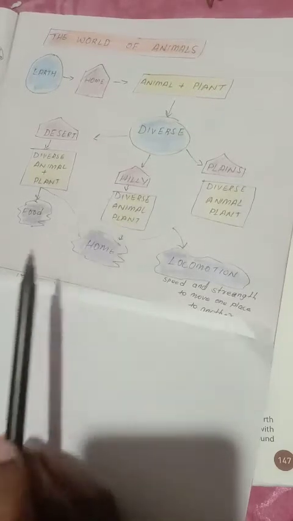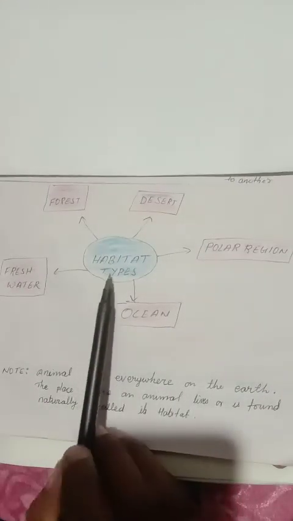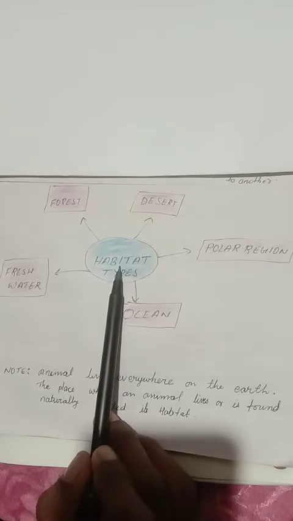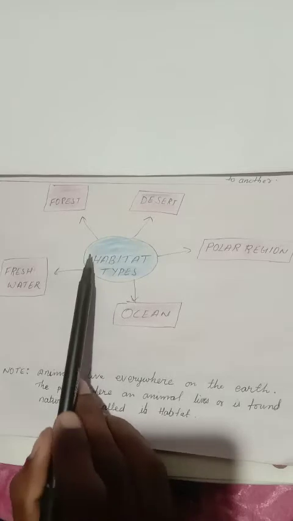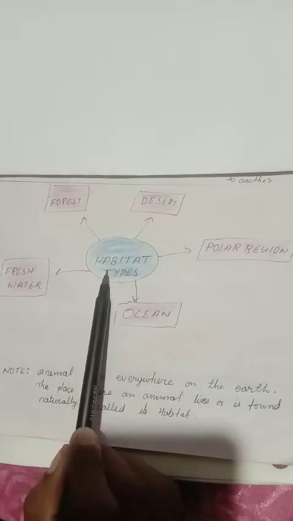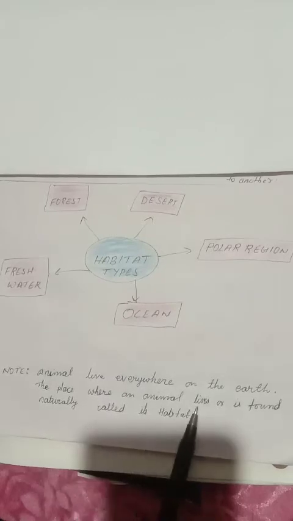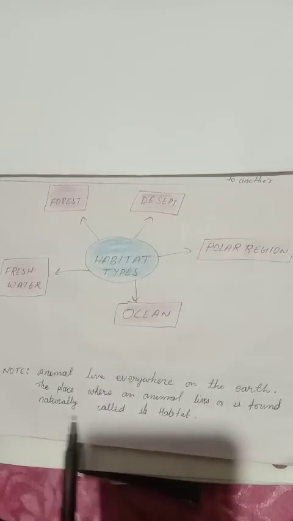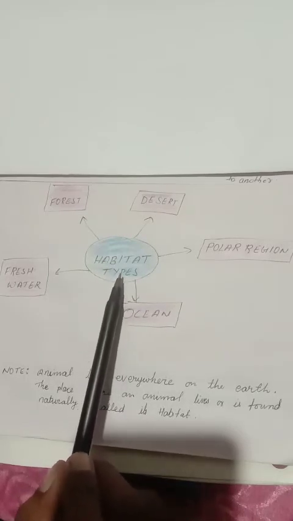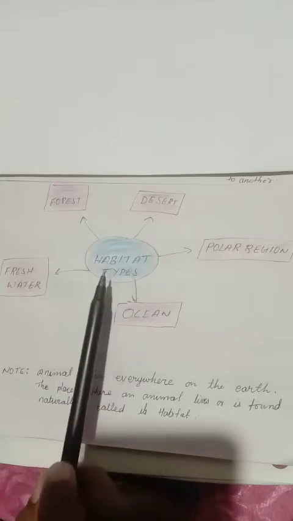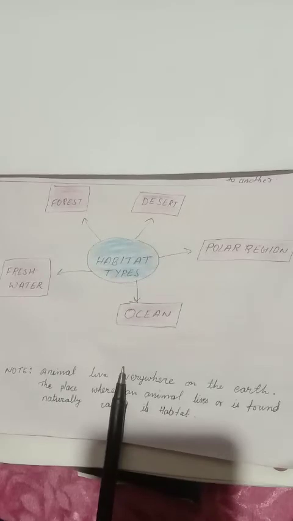Now let's come to understand the habitat. What is habitat? Animals live everywhere on the earth. The place where an animal lives or is found naturally is called its habitat. So the place where we can easily find animals naturally is called habitat.